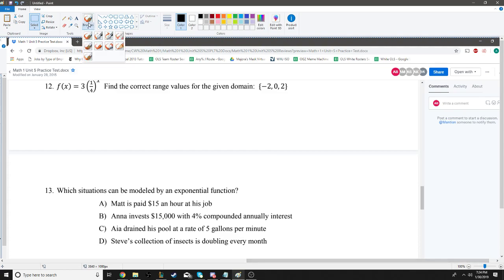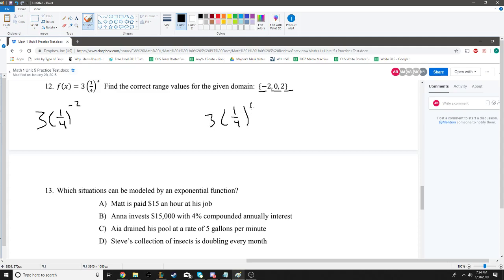There it is. Alright, find the correct range. So we need to plug these numbers into x. So this is 3 times 1/4 to the negative 2 power, 3 times 1/4 to the 0 power, and 3 times 1/4 to the second power. So when the exponent's negative, usually you drop it like it's hot, but because it's already dropped, you need to bring it back up. So this is now 3 times 4 to the positive 2 power.